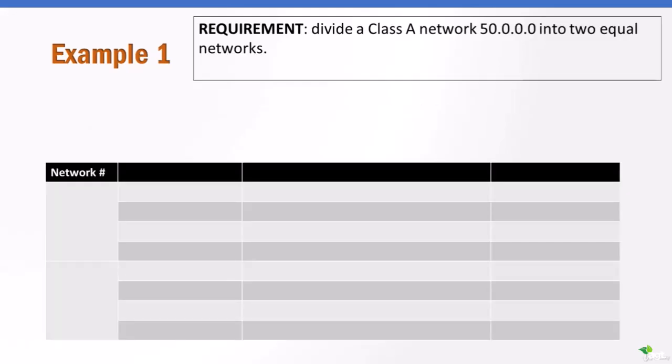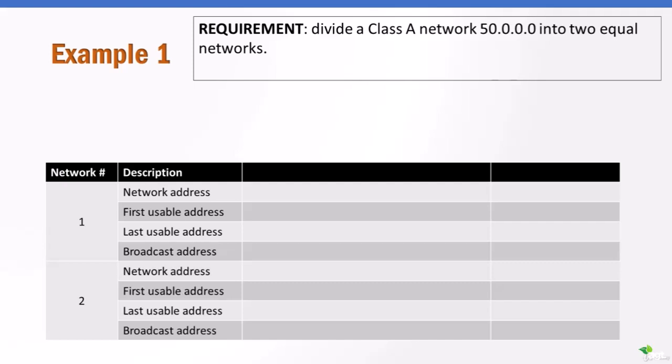We're going to need two identical networks, and then we're going to have to determine the network address for each of those networks, first usable address, last usable address, and a broadcast address for both of those networks. Then we're going to look at the binary format of each of these addresses, and then we're going to transfer that into the decimal format.